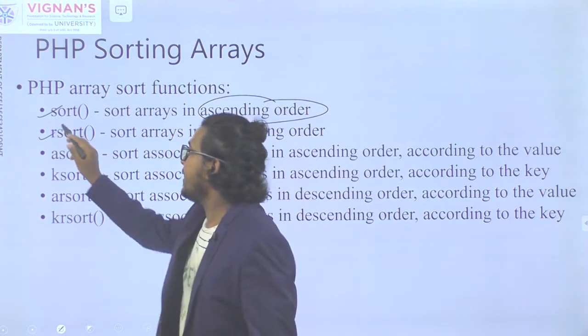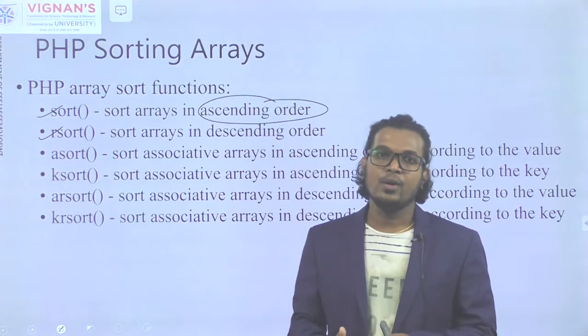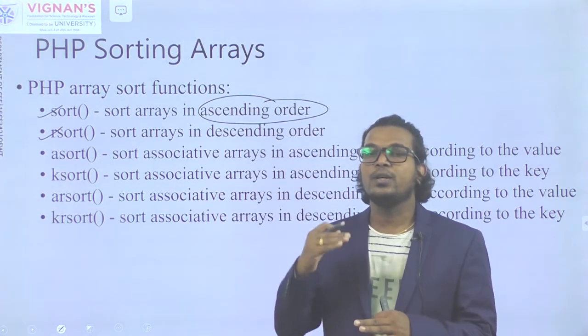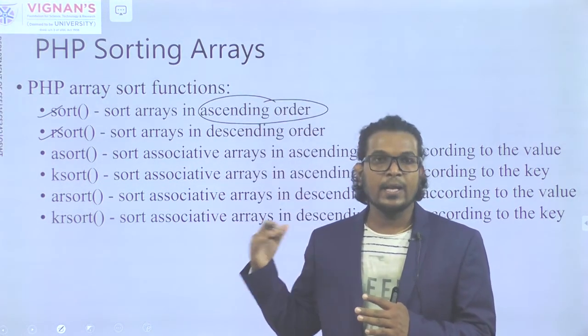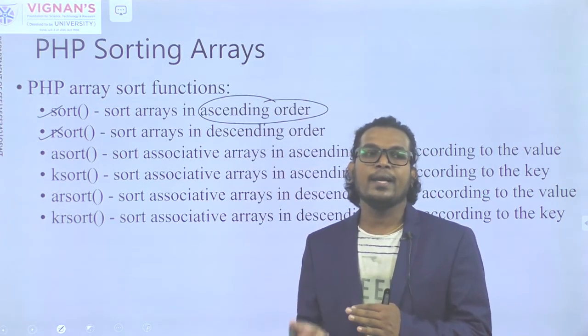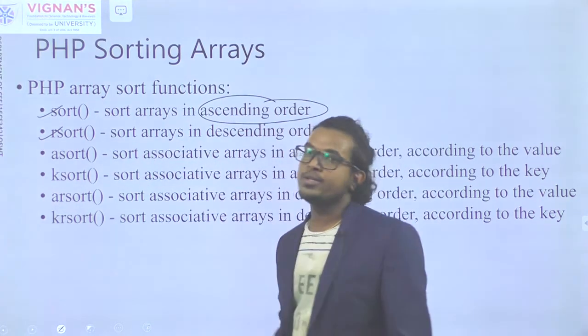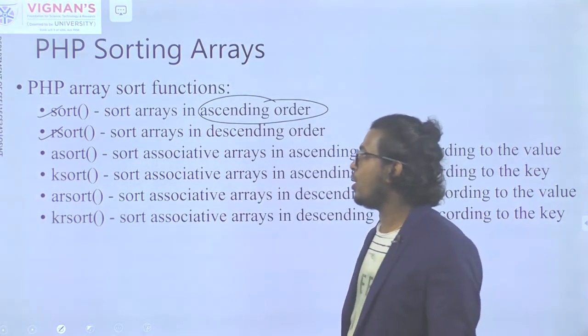Next one is rsort. rsort means reversing that array. First, sorting the array in ascending order is done with the sort function. If you want to print that array in reverse order or descending order, we use rsort.